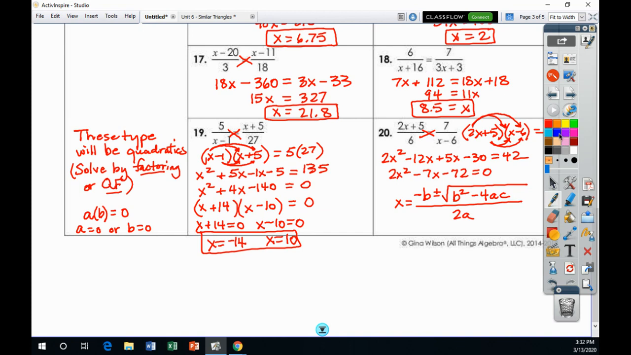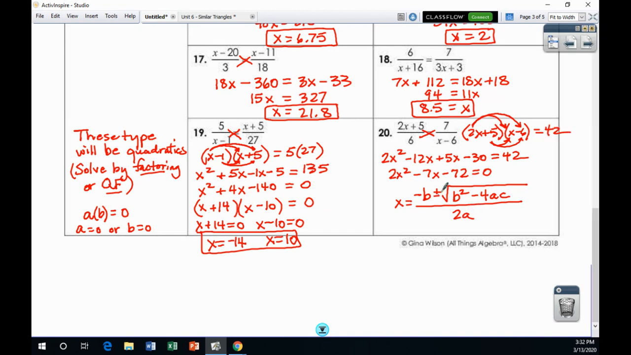So let me switch colors right here for a second. When we say, what is this a, b, and c stuff over here? Well, when a quadratic is set equal to 0 and written in descending order, the first coefficient is a, the second number is b, the last number is c. So those are your a, b, and c values, and those values go down here in this formula. So you don't even have any x's at all. It's just using the quadratic formula.